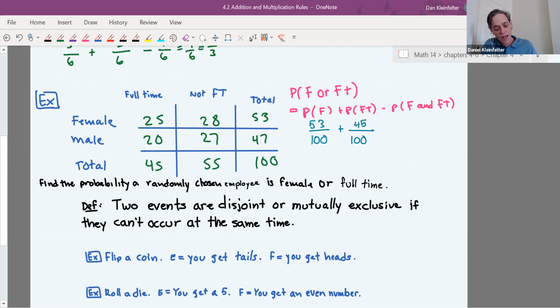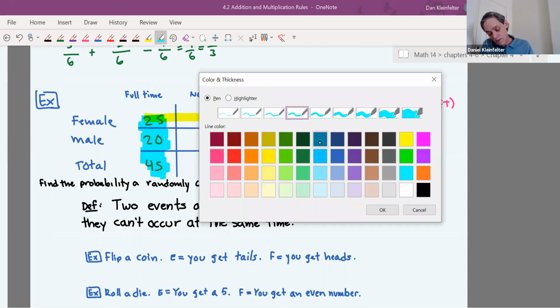Okay, so the thing is right here, if we just stopped and said, okay, let's just add together these two probabilities, the issue is the 53 out of 100, those 53 females here and 45 full-time employees here, we've counted the 25 full-time females twice. We counted them for being female and we counted them for being full-time. So they are double counted. And that's the reason why we have to end up subtracting in this next part.